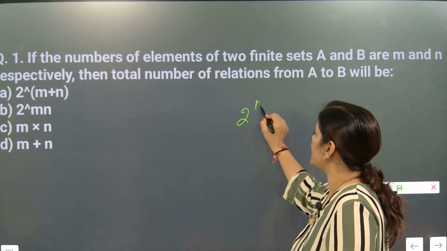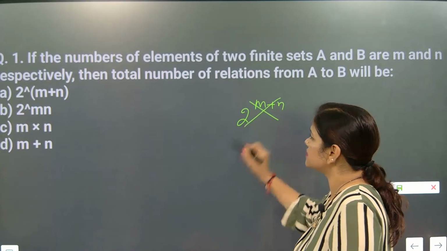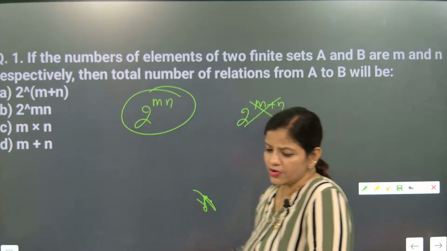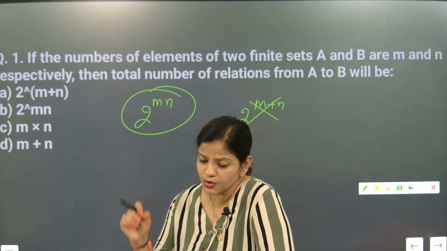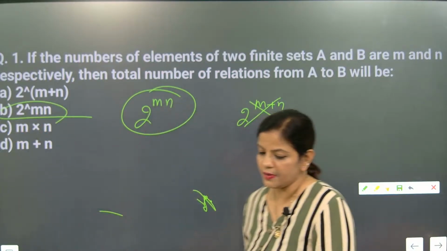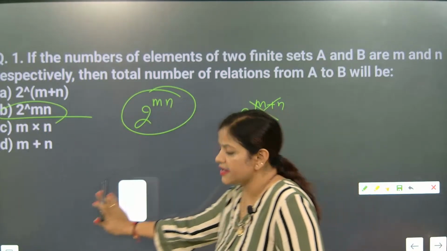2 to the power m plus n is not the correct answer. The correct answer is 2 to the power mn. The total number of relations possible is 2 to the power mn. So the correct answer is 2 to the power mn.